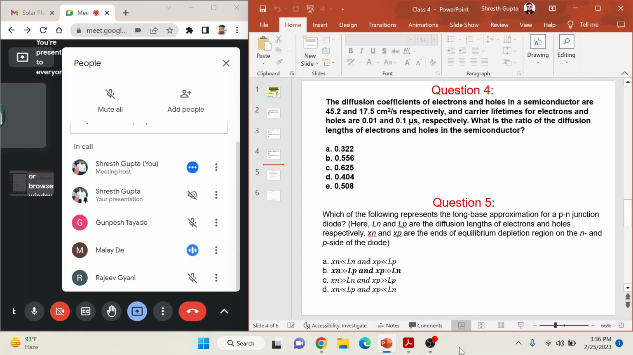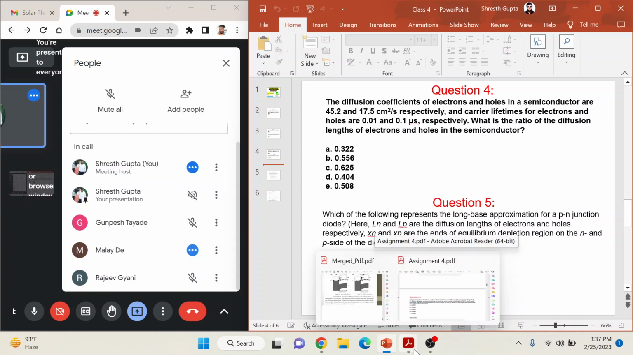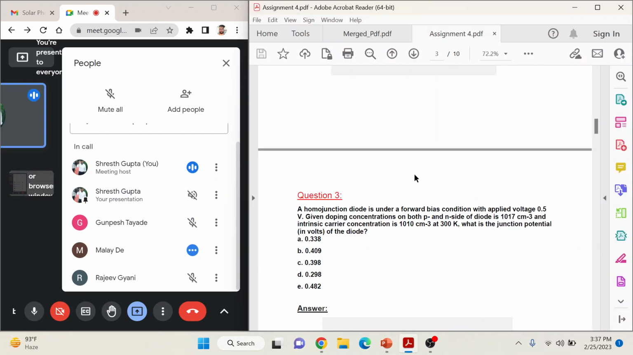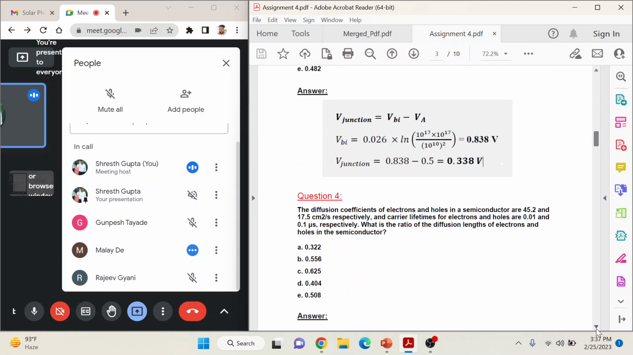Sir, answer E. Okay, good. And power of dp by tau 1 by dp2 by tau 2. Yeah, you approached it right. That's the actual approach. Ganpesh, you there? Yes, sir. Okay, so are you facing some difficulty or you have not gone through the class? Okay, let me show you the solution.